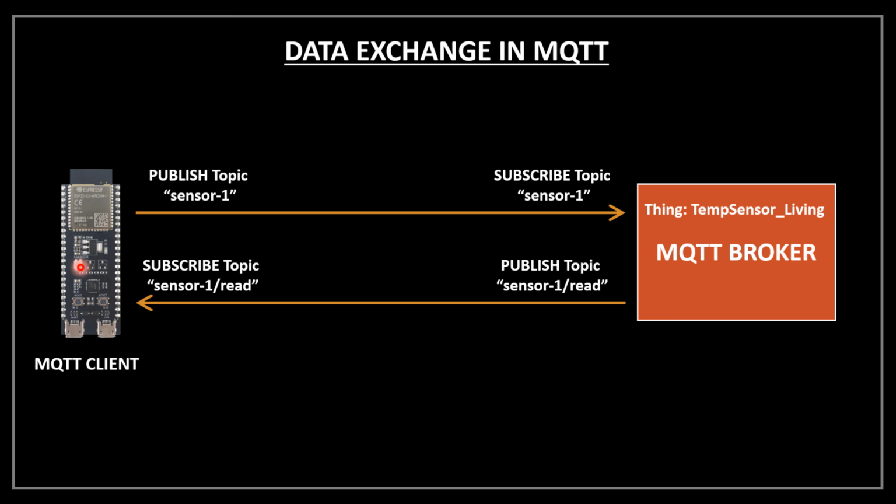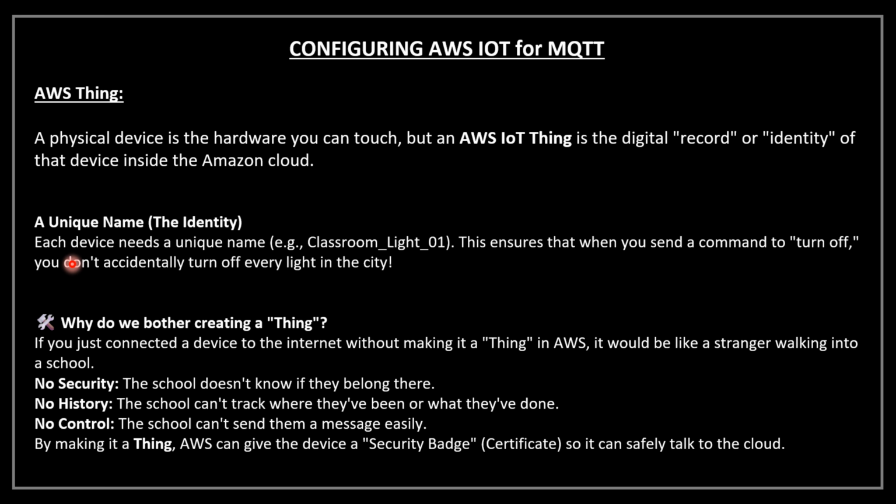Suppose this device is connected to a temperature sensor and is placed in your living room. You can give a related thing name here, such as temperature sensor living, which will represent this device in AWS IoT Core for your endpoint. Each device needs a unique name. This ensures that when you send a command to turn off, you don't accidentally turn off every light in the city. So no two devices can have the same name. AWS will not give you permission for that.